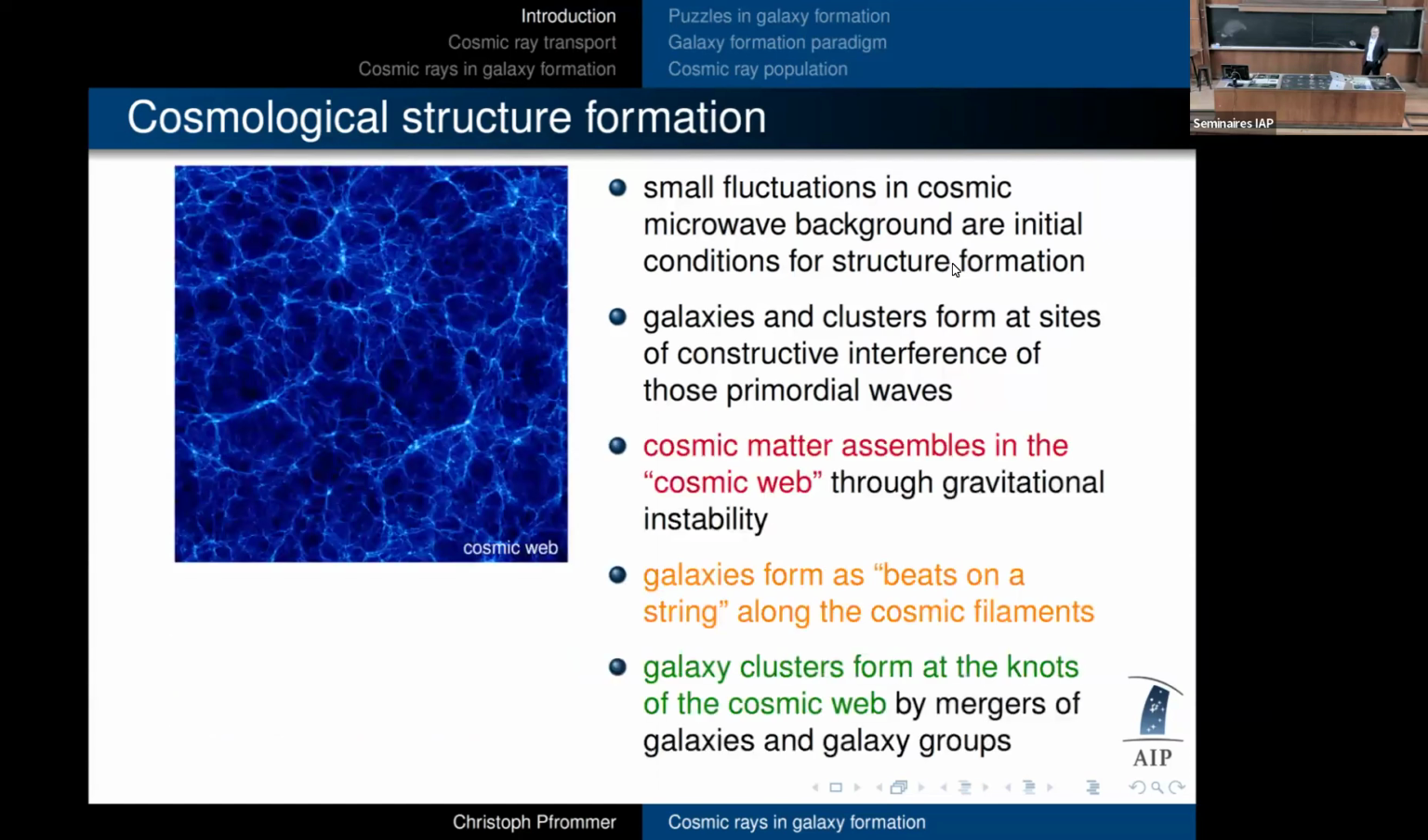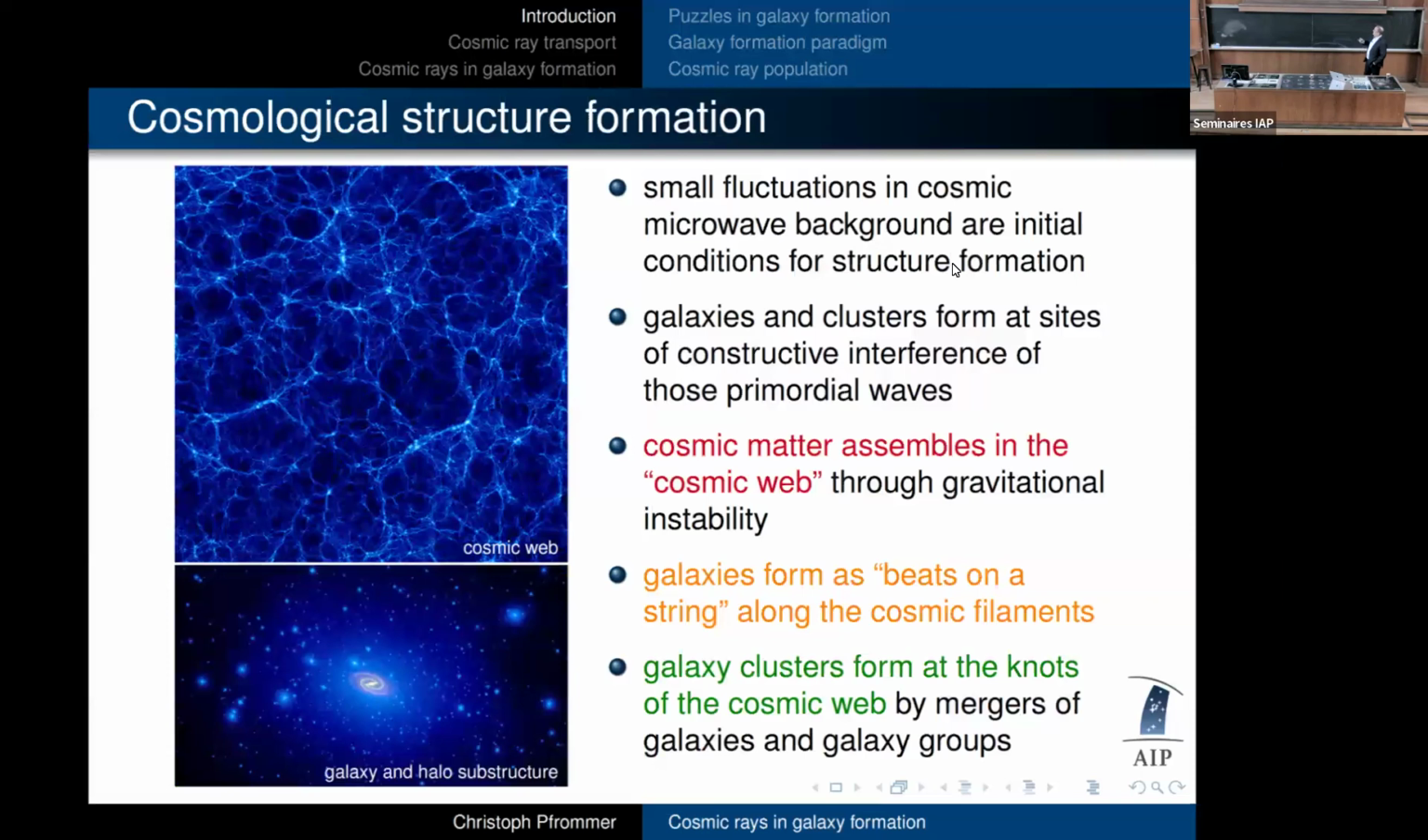Now, unlike a pond, where there's a restoring force causing the surface to remain there, gravity is an instability. So you can't basically get rid of this. The stuff collapses, becomes denser and denser, and eventually forms this large-scale cosmological web that you can see here on the scales of hundreds of megaparsecs. Galaxies now form as beads on a string of these cosmic filaments. You can't quite see this, but they're little dots. These are dark matter halos, overdensities of the dark matter. And each of these halos hosts a galaxy, as you can see here.